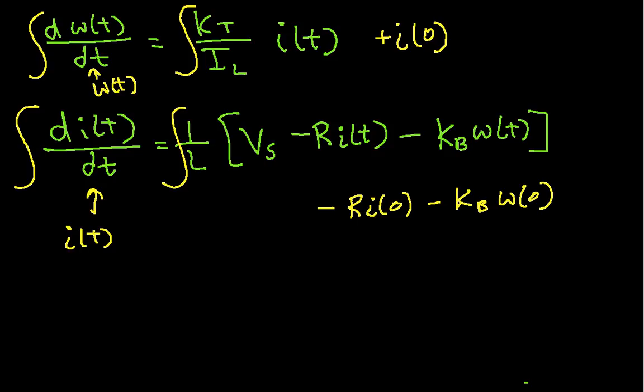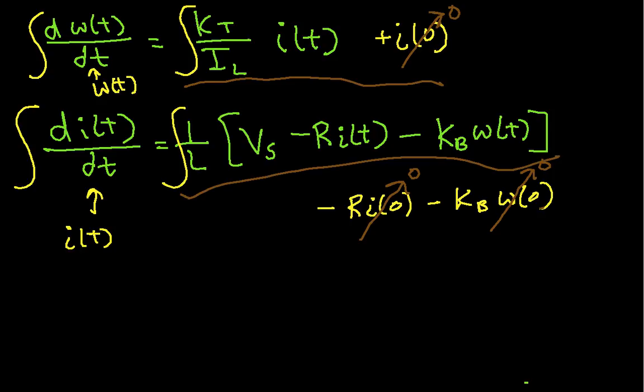For the purposes of this example, we're going to assume that all initial conditions are 0. So there's no current flowing through the motor when we first start, and the load is not rotating. So we're just going to set all these equal to 0, which makes life a little easier. So now we have these two equations. We have omega of t is equal to this integral over here. We have I of t is equal to this integral over here. And now we need to implement this using Simulink.